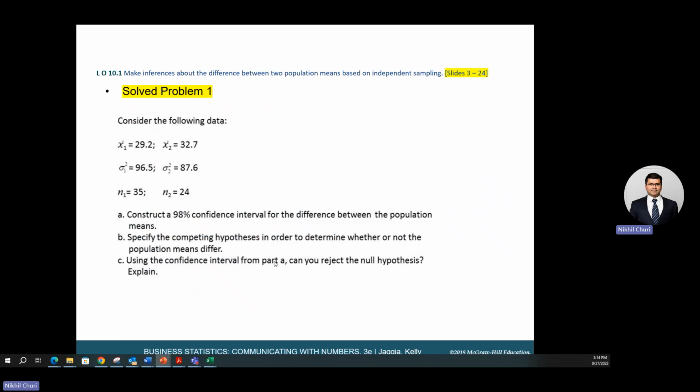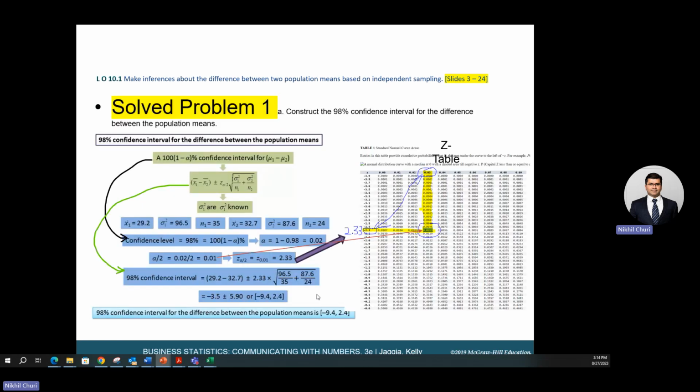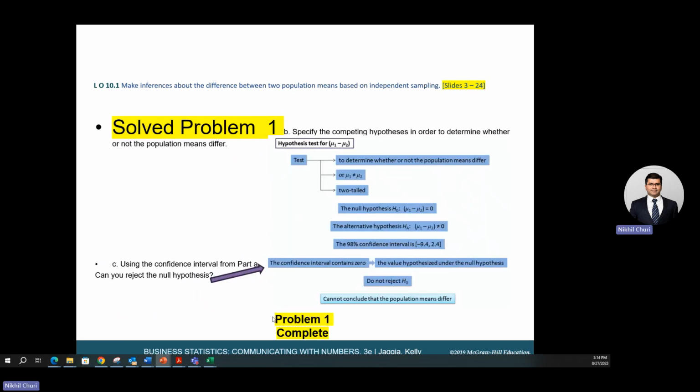Using the confidence interval from part A, can you reject the null hypothesis? Like we learned in our business stats 1 in hypothesis testing, the value 0 lies between this range. If you draw a line from negative 9.4, 0 lies between here and 2.4. So 0 lies between this range. That's the key thing. So the confidence interval contains 0. So under the null hypothesis, do not reject H0. That's your inference based on the hypothesis testing techniques.